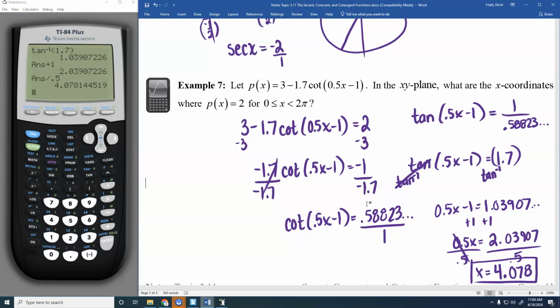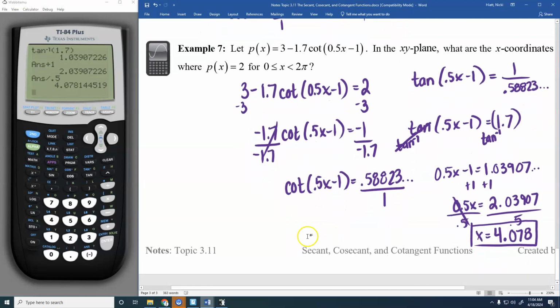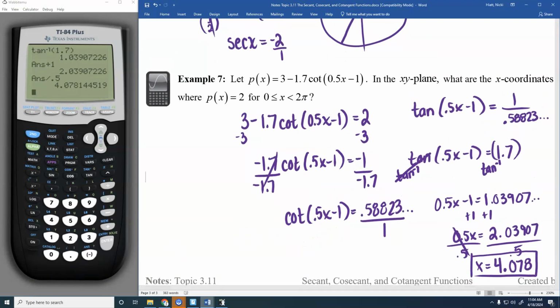So if you have secant, cosecant, or cotangent in an equation that you have to solve, you just want to flip it so that it's not secant, cosecant, or cotangent, because you won't know how to do it using those values. Okay. Any questions there? All right.